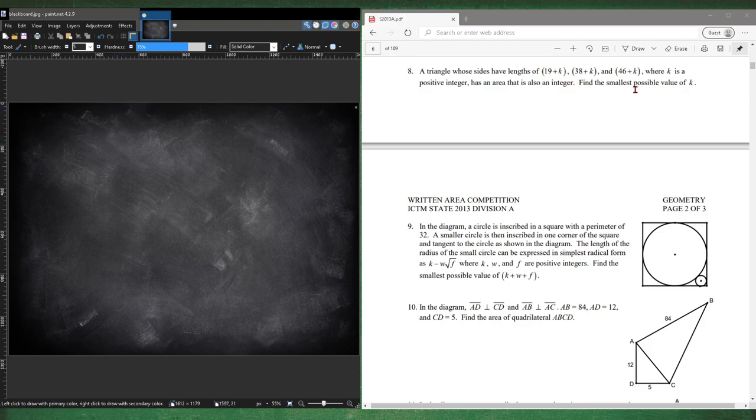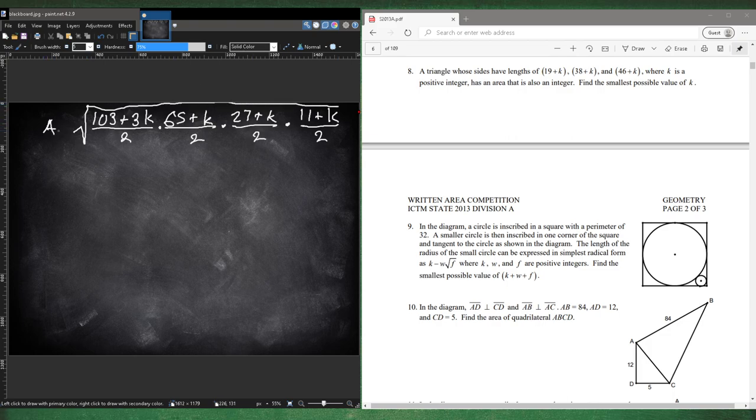So it's going to be 19 plus 38 plus 46, which is 103, plus 3k, divided by 2. And then from this number, have these three numbers subtracted from it and multiply them. So then we have minus the 19, minus the 38, so we have a 65 plus 3k plus k over 2, and then minus a 76, we get a 27 plus k over 2, times minus the 92, which is 11 plus k over 2, and then from that number we take the square root. And that should equal your area.